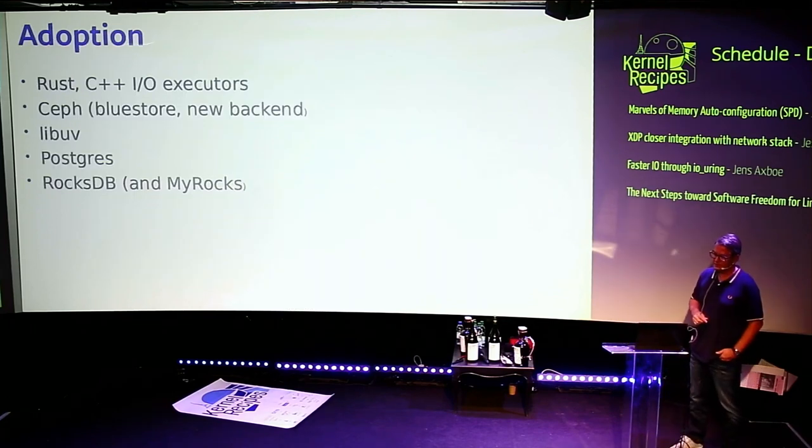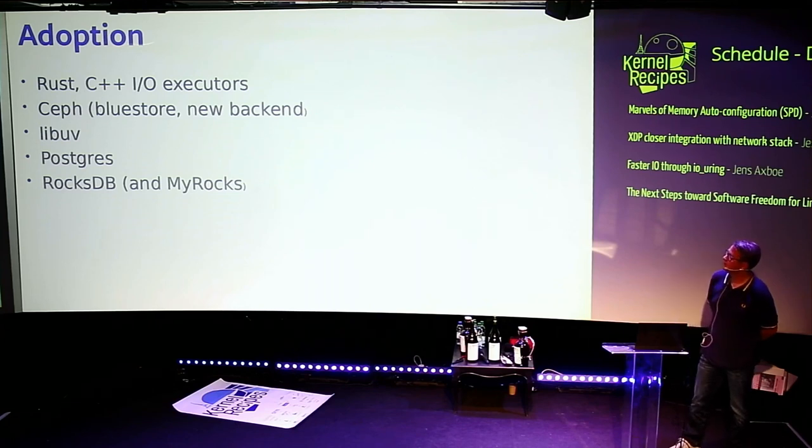So finally, some adoption. I've had a surprisingly high amount of interest in this new API. On the language side, Rust, and recently I talked to a guy who's doing some C++ standards work, and he's interested in using it for the IO executors. So that's pretty nifty. Ceph, I don't know if they've merged it yet, but if not, it's really close, for their new BlueStore backend. And libuv, which is a very widely used library for things like Node.js, I have pending patches for it as well.